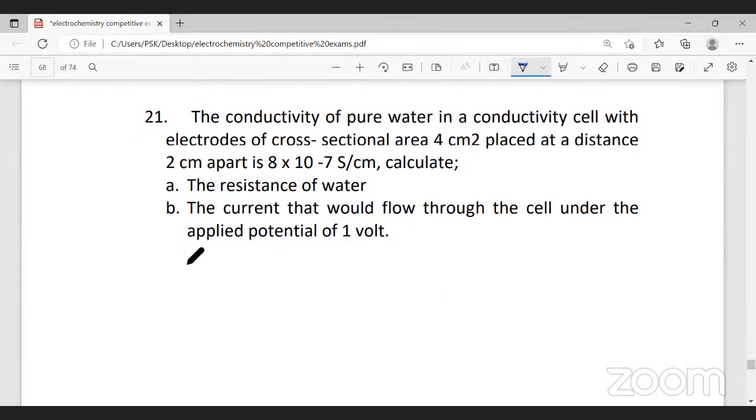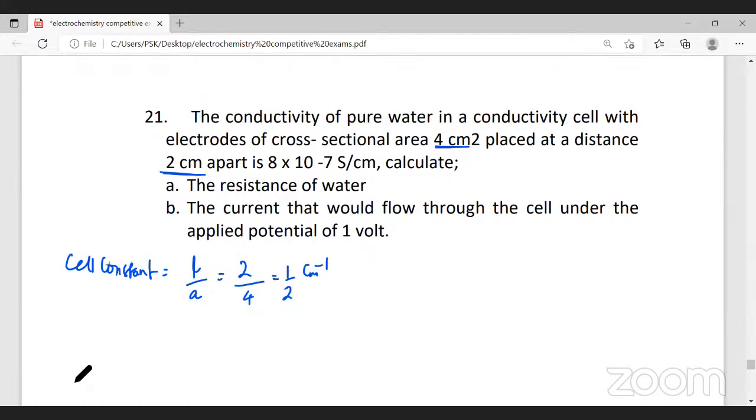Now, how do you calculate cell constant? Yesterday we learned cell constant is represented by the formula L by A. L is 2, they have given the distance to be 2 centimeters and the area is 4 centimeters square. So therefore, it will be half centimeter inverse. So cell constant is half centimeter inverse.